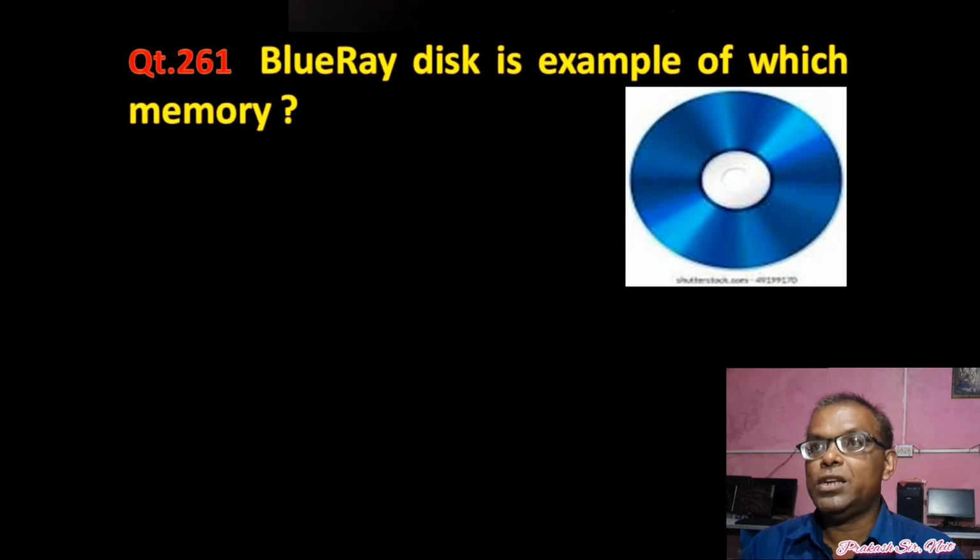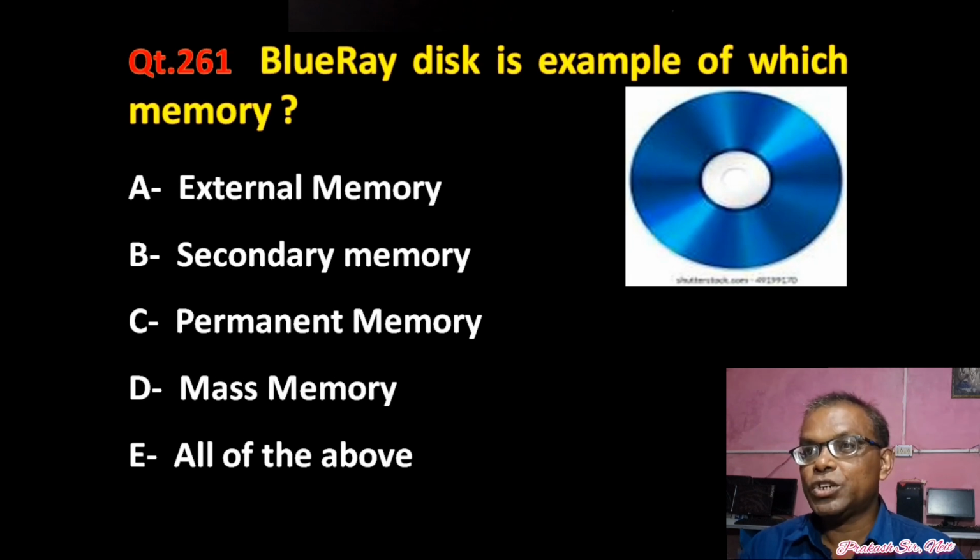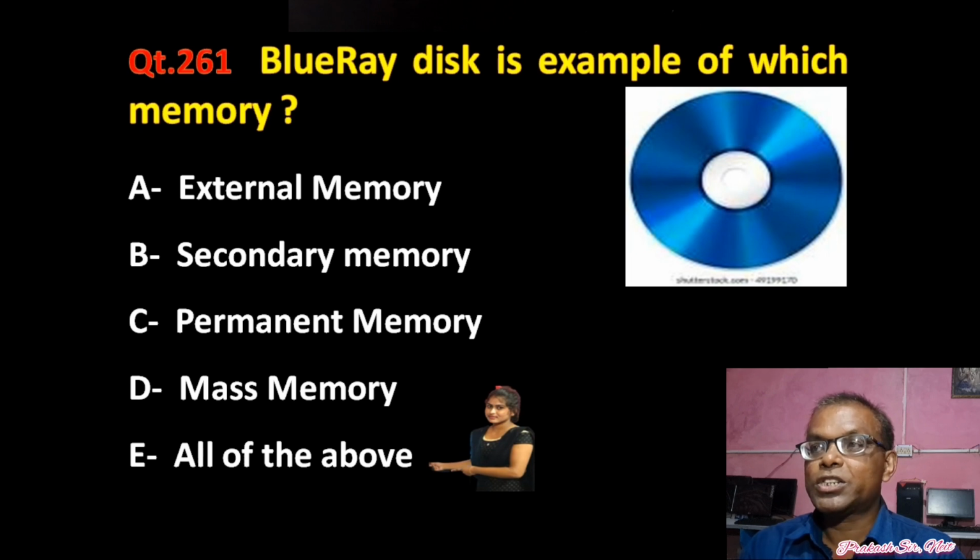Question number 261: Blu-ray disc is an example of which memory? Many students are ignorant of it. They are learning CD, DVD, pen drive, but they are not thinking about Blu-ray disc. So Blu-ray disc is an example of which memory? The options are external memory, secondary memory, permanent memory, mass memory, all of the above. The correct answer is all of the above, because it can be used externally, so it is external memory. It is secondary memory, and permanent memory, because data will be stored in this memory permanently. Mass memory, this is also secondary memory, also called mass memory. So that is why option D is the correct answer.